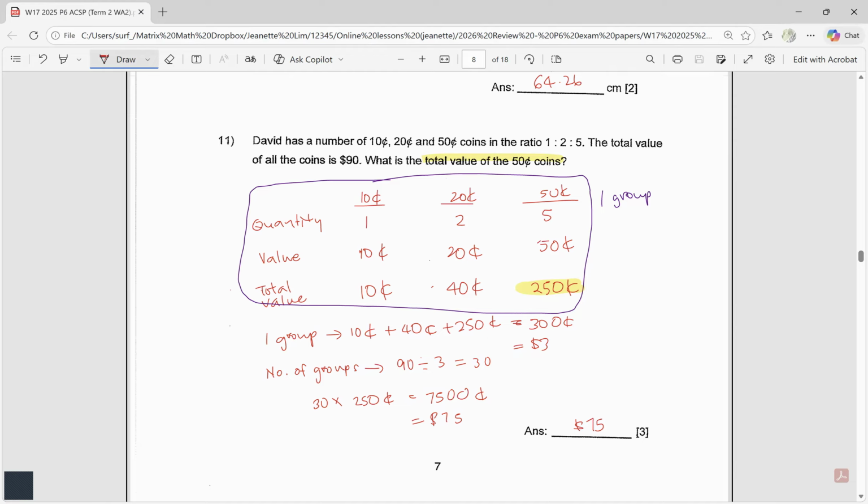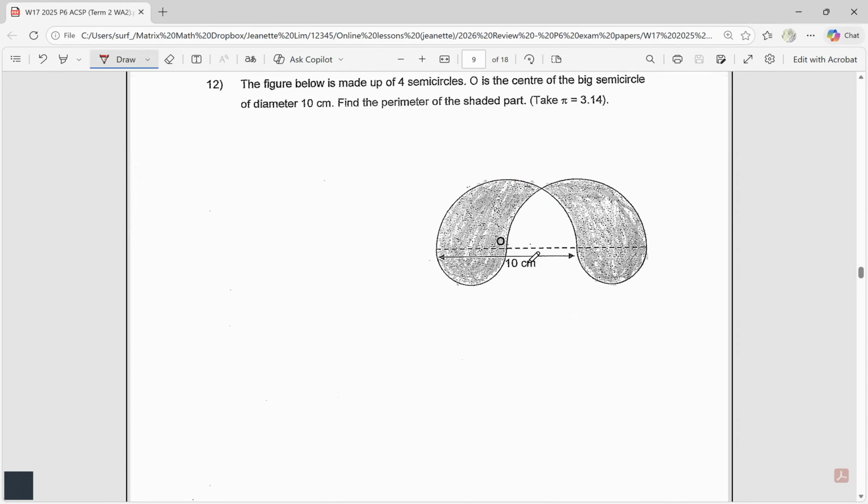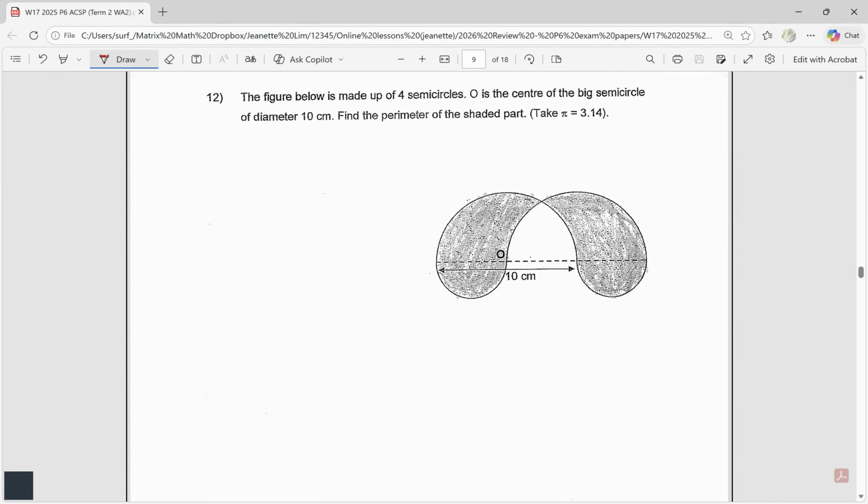Next, question 12. Figure below is made up of 4 semicircles. O is the center of the big semicircle of diameter 10 cm. Find the perimeter of the shaded part. Okay, we see like different sizes, different semicircles in different sizes, right? So, but you have too big, too small semicircles.